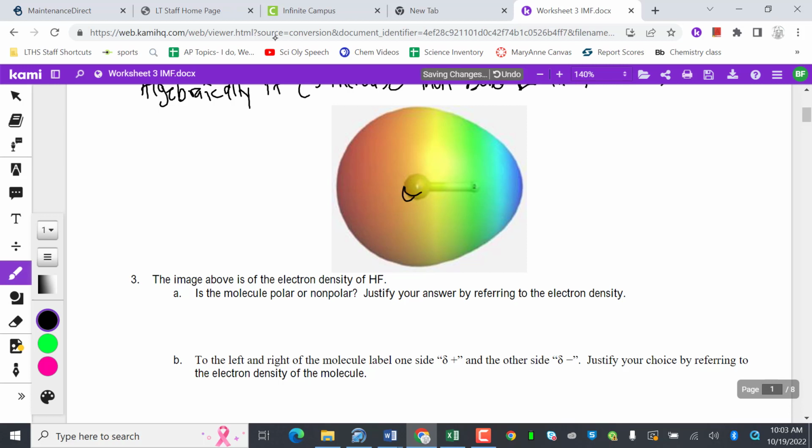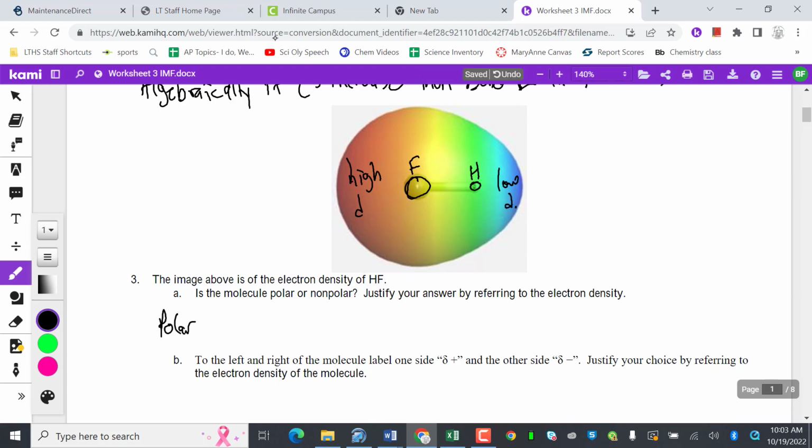The image above is the electron density of HF. Is the molecule polar or nonpolar? Okay, so this is a big atom, and this is a small atom. That means this is H, and this is F. So this is the electron density: this is high density, and this is low density. Is the molecule polar or nonpolar?